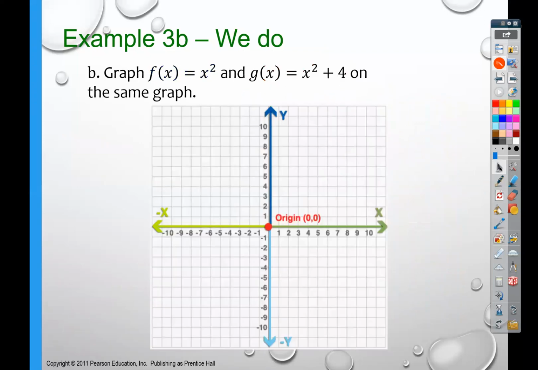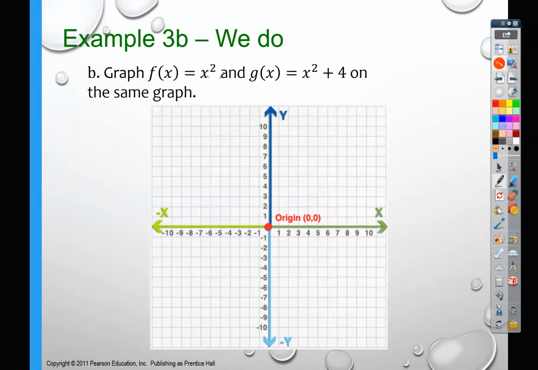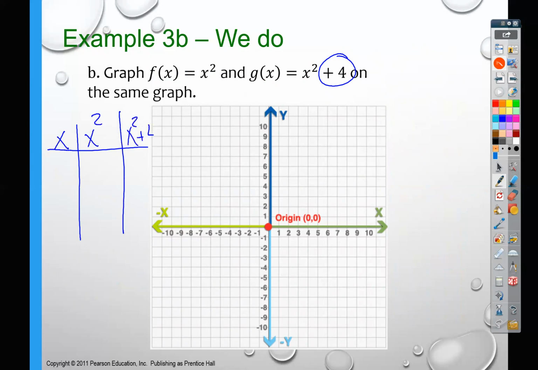All right, 3b, we're going to graph this one. Okay, so tell me what you think. How is f of x different than g of x? Or how is g of x different than f of x? You're going up 4. Okay, so we're going to actually plot this. So I'm going to plug in some points for x squared, and then I'm going to plug in some points for x squared plus 4.